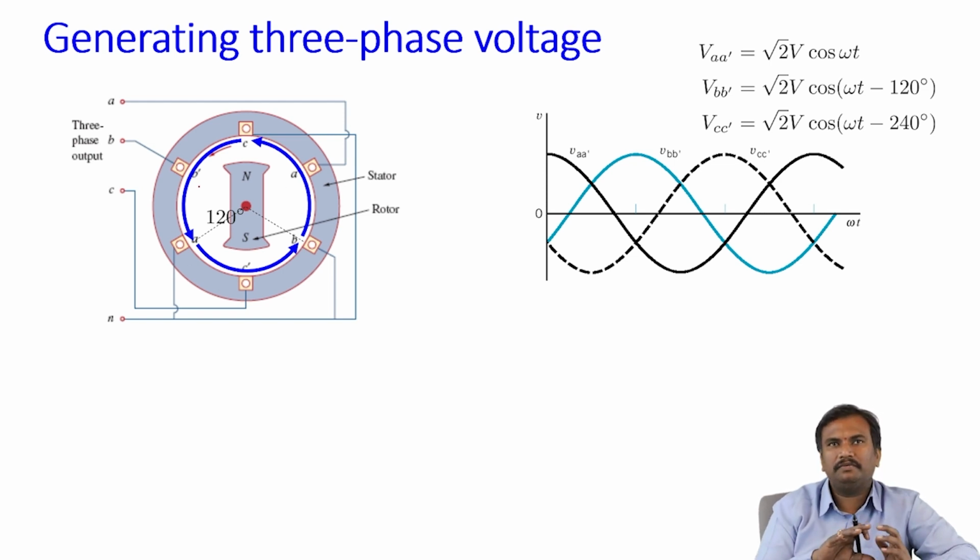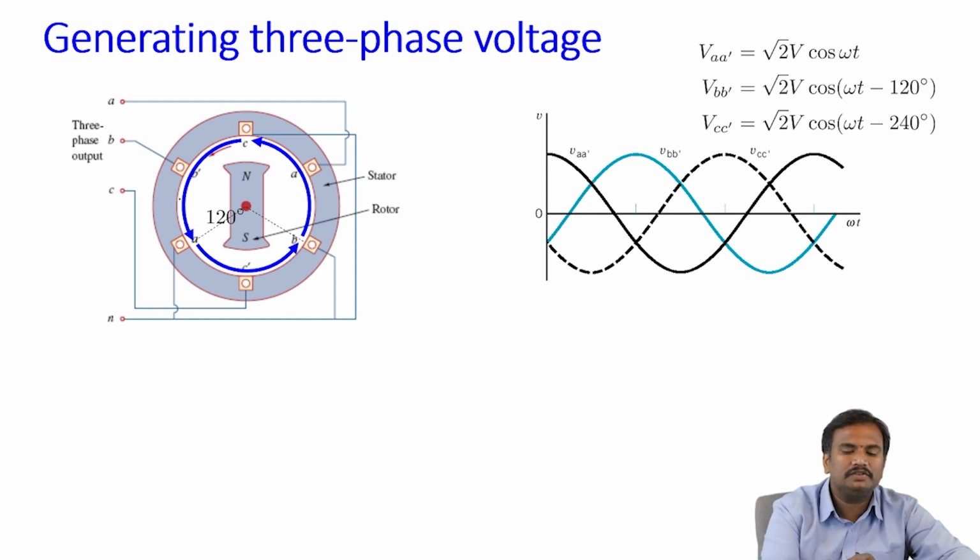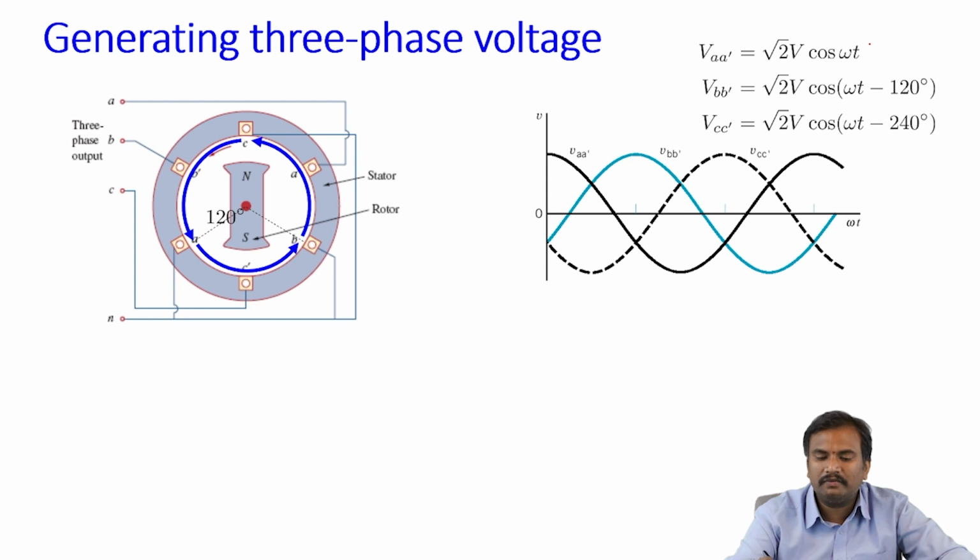When the magnetic field rotates inside the conductors, according to Faraday's law, an EMF will be generated in all the conductors. So all the conductors are connected in a manner such that they generate a three-phase voltage, and each three-phase voltage will be displaced by an angle of 120 degrees.